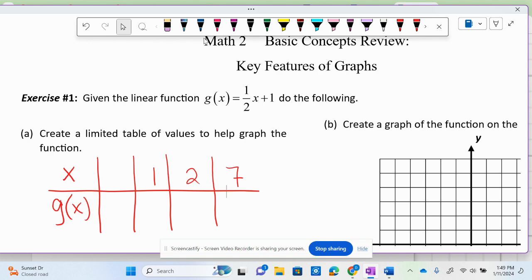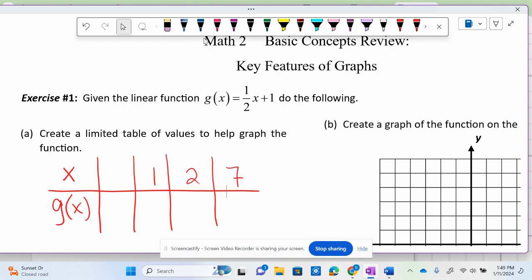Say again. What do you need? Yeah. So I don't want to have to graph decimals. I only want to graph whole numbers. How about if I choose even numbers? Because all even numbers are divisible by 2, and multiplying by 1/2 is the same thing as dividing by 2. Does that make sense? Yes or no?